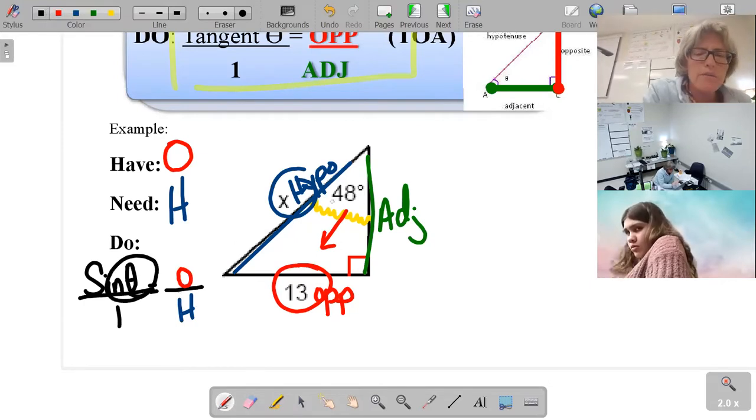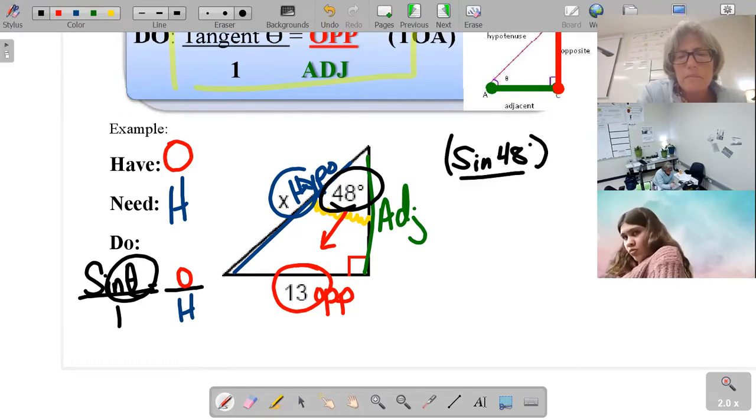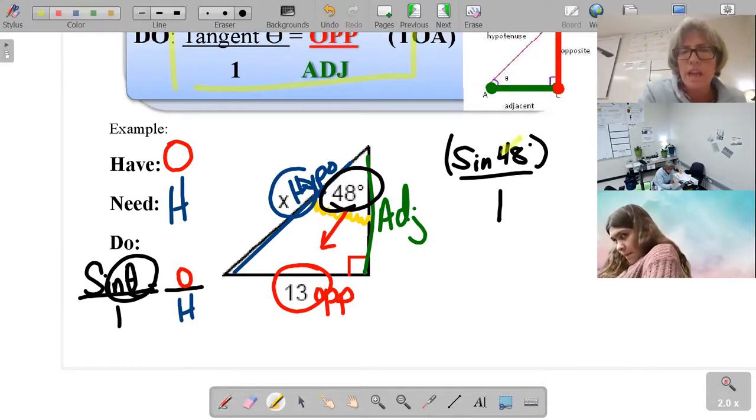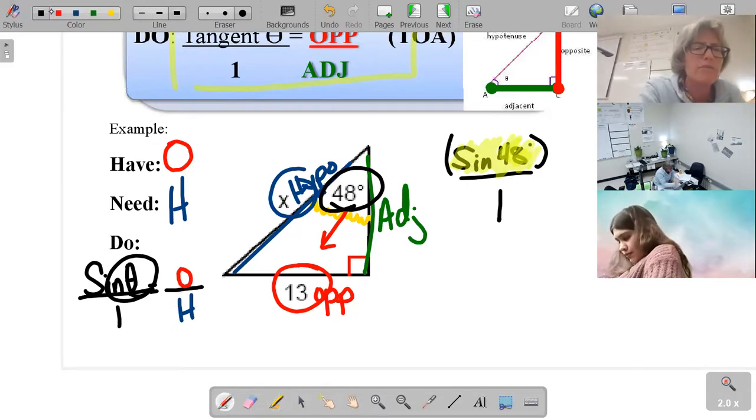Circle, plug, chug. Sine of theta, physically circle it. Keep parentheses around the sine of 48. It's important you understand, you're not working with 48. You're working with the sine ratio of 48. So that's different. So keep, that's an entity in and of itself. Equals, your opposite is 13. Your hypo is your x.